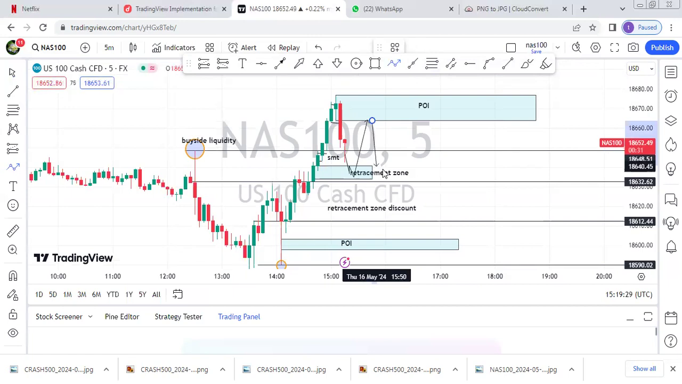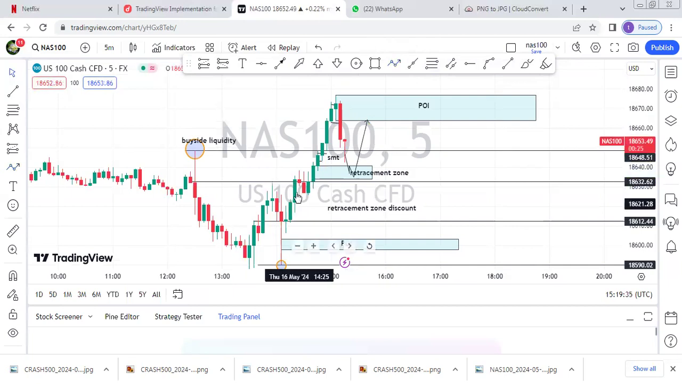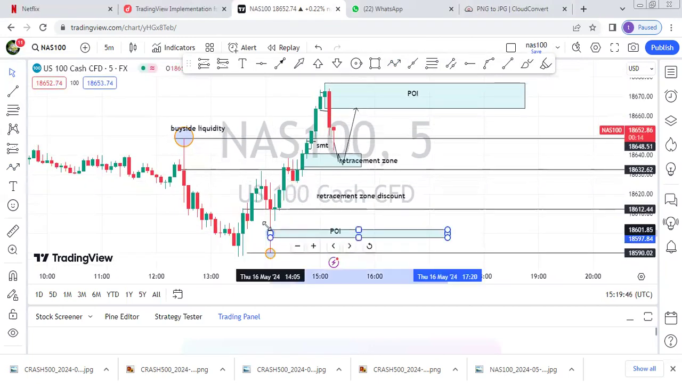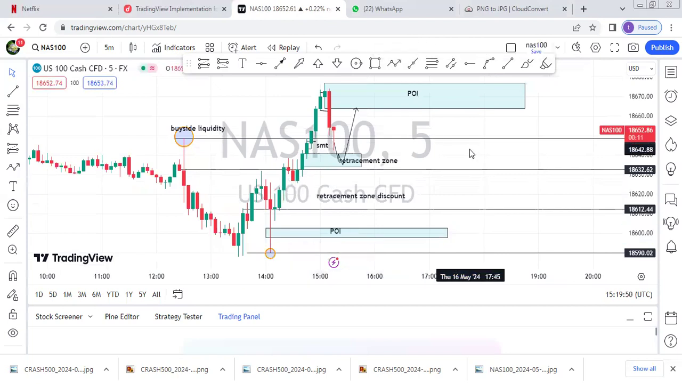This is our level of retracement on Nasdaq. Then we come and take out this imbalance again here that we see here. Okay, the market will retrace again from this zone here. This is our retracements on the discount. Then we have point of interest, which is this zone here, okay, on the week. Keep on watching, guys.